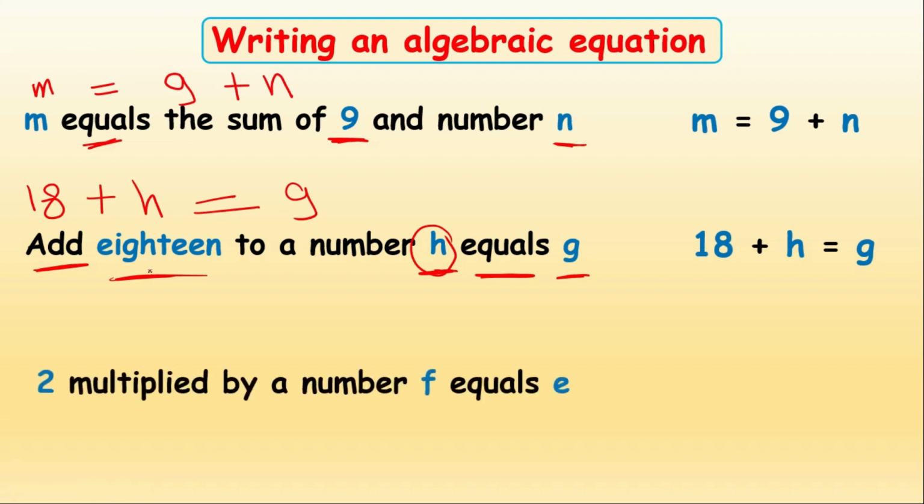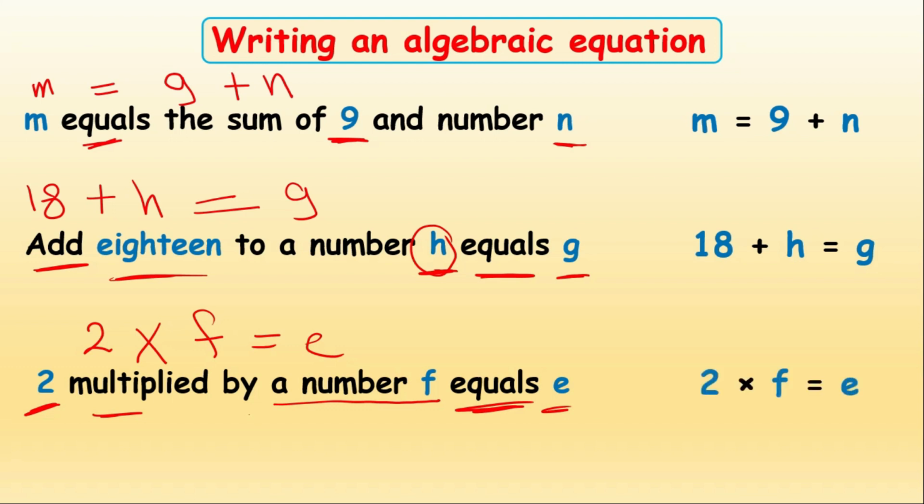Another example, 2 multiplied by a number f equals e. Let's try. 2 multiplied by a number f, okay, times f equals e. So the equation will be 2 times f equals e, or it can be written directly as 2f. We agreed that 2f means there is a multiply operation here.